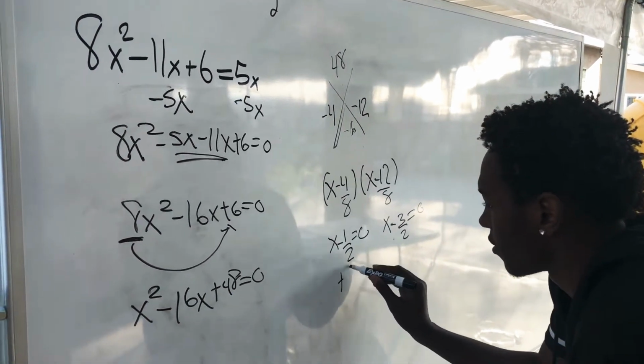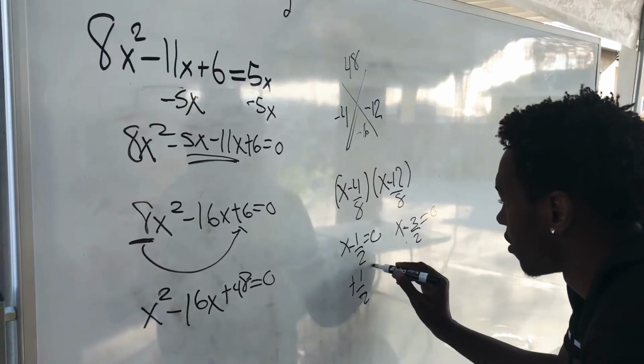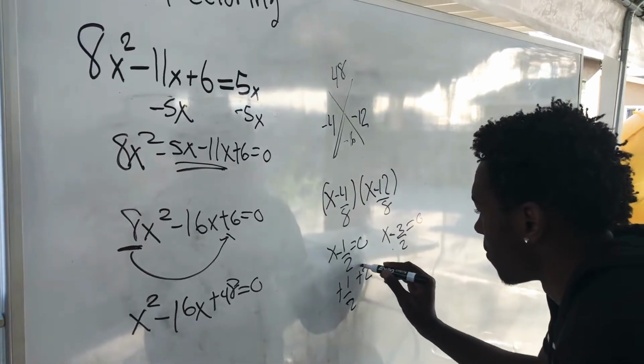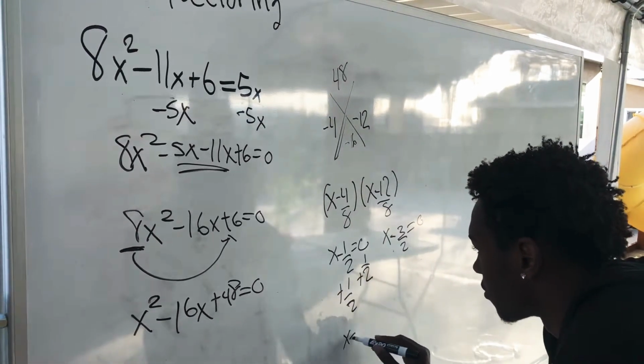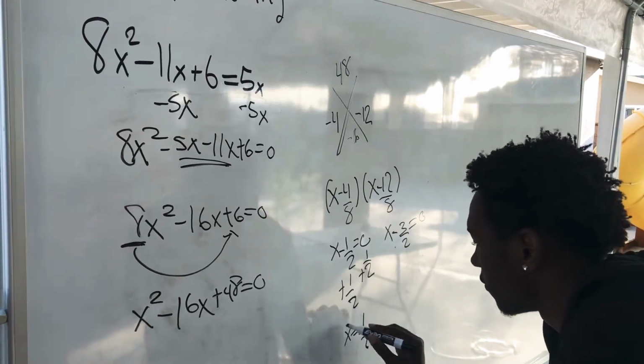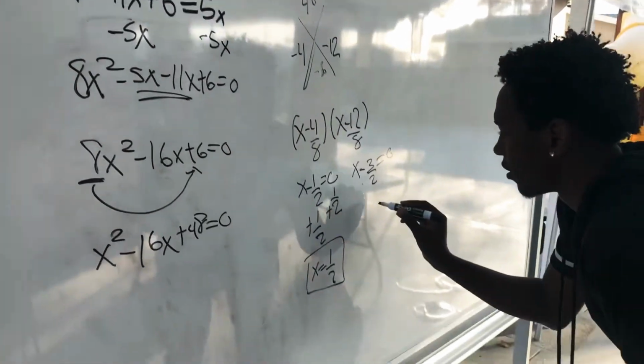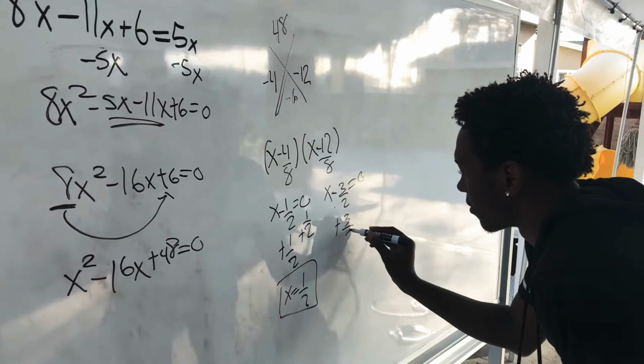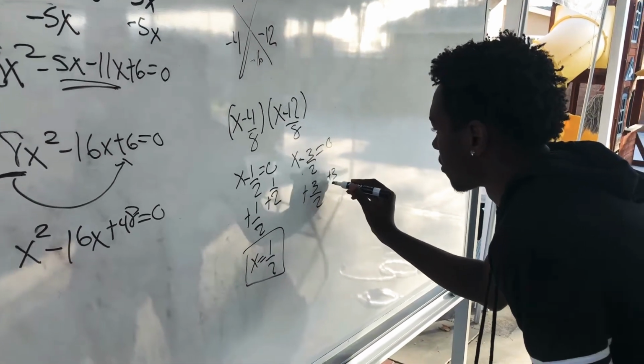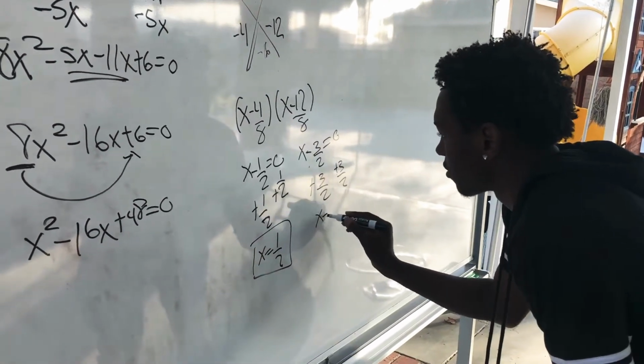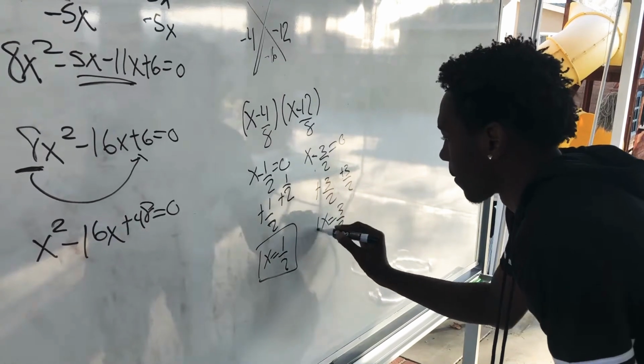You just have to add 1/2, x equals 1/2. That's your first answer. Do the same over here by adding 3 over 2, and x equals 3 over 2.